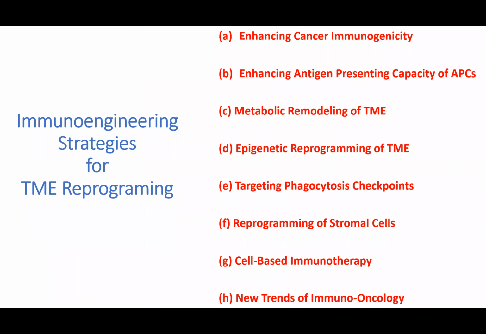So what we will study in immunoengineering are strategies to help enhance the efficacy of cancer immunotherapy. Some immunoengineering strategies are targeted to enhance the cancer immunogenicity, and some are targeted to enhance the antigen-presenting capacity of antigen-presenting cells like the dendritic cells. Some other strategies we will study target metabolic reprogramming or epigenetic reprogramming of the tumor microenvironment. Also, we will use some immunoengineering tools to enhance the phagocytosis of cancer cells by macrophages.